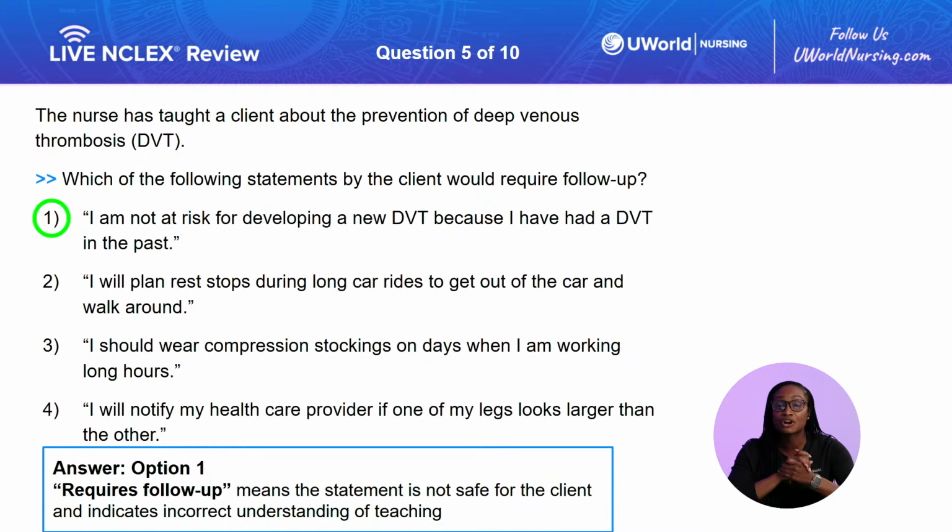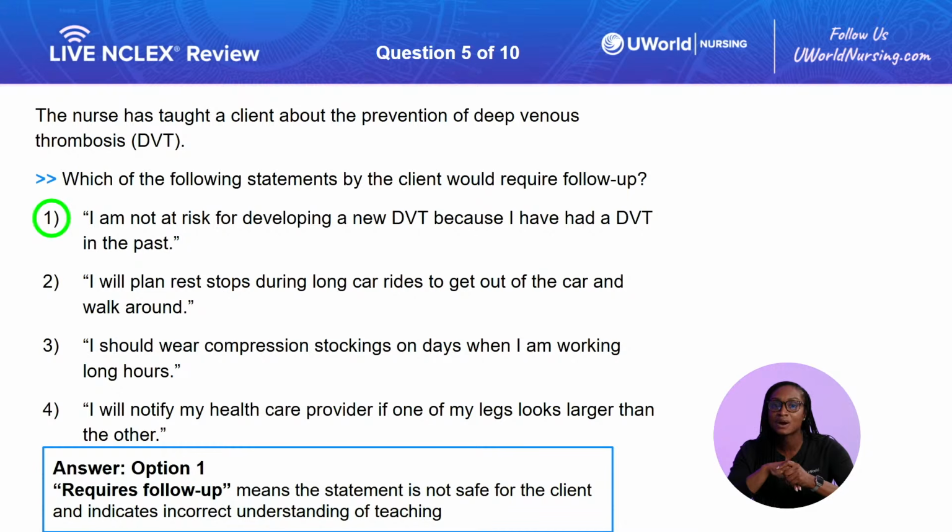All the other options are correct statements, or correct teaching that the client is giving back to us. So this is the teach back. Option 2, I will plan rest stops during car rides to get out of the car and walk around. This is a good teaching habit because they can walk around and get that blood circulating instead of having venous stasis from sitting in the car. Option 3, I should wear compression stockings on days when I'm working long hours. This is also correct and something that we nurses do as well, because those compression stockings help the valves on the distal part of your legs pump the blood back up to the body.